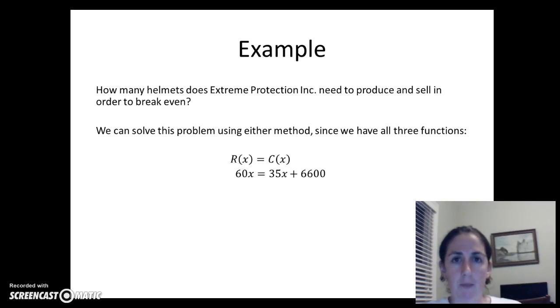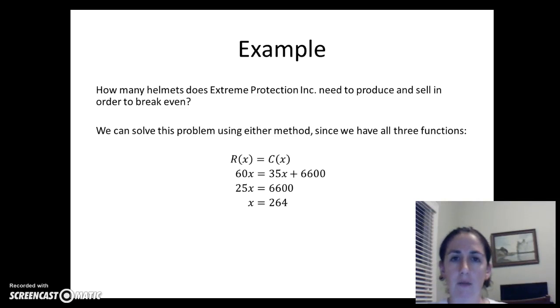Now it's just a multi-step algebraic equation. Subtract 35x from both sides. 25x is equal to 6,600. Divide both sides by 25, and we get that we would need to sell 264 helmets to break even.